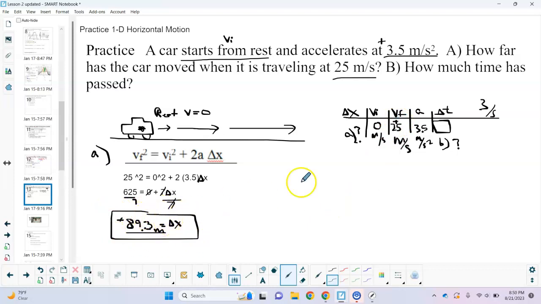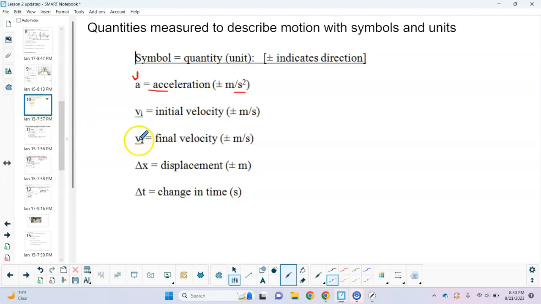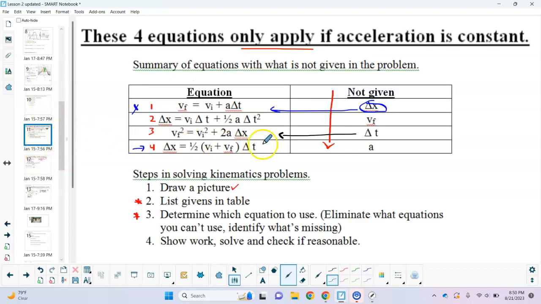We could use that answer and solve for part B, but I don't think I'm going to even need that because I'm going to pick an easier equation for part B. So for part B, it says how much time has passed. So I'm going to act like I don't know the answer to A, even though we have it. But I'm going to use the equation that doesn't have delta X. So going through the equations and looking for the one without delta X, it's the first equation. That's one of the easier ones. So we're gonna pick that one.